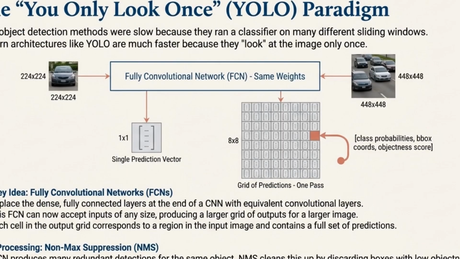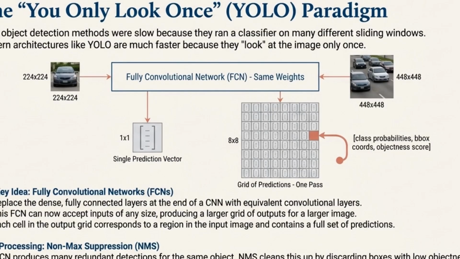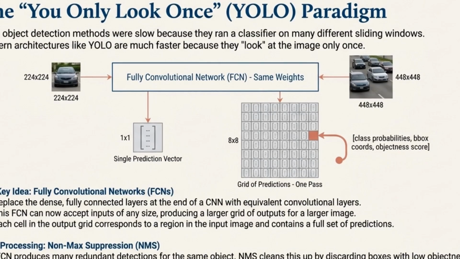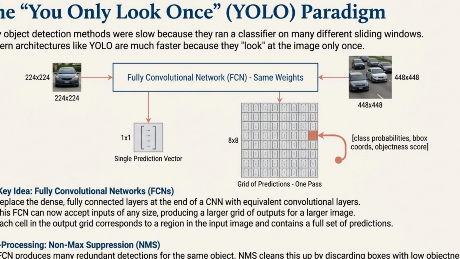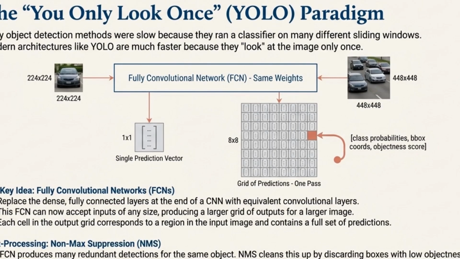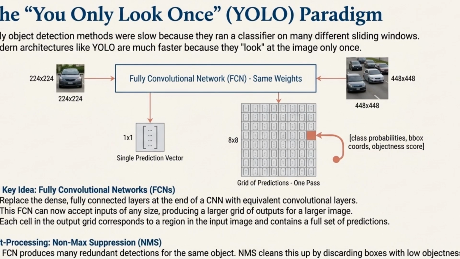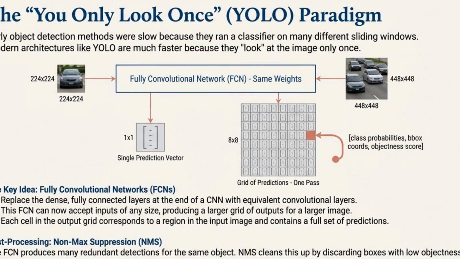Early object detection methods relied on running a classification network repeatedly across many different sliding windows, which was excruciatingly slow. The You Only Look Once, or YOLO paradigm revolutionized this field by shifting the strategy. Instead of running a classifier many times, it looks at the image only once to generate all predictions simultaneously.